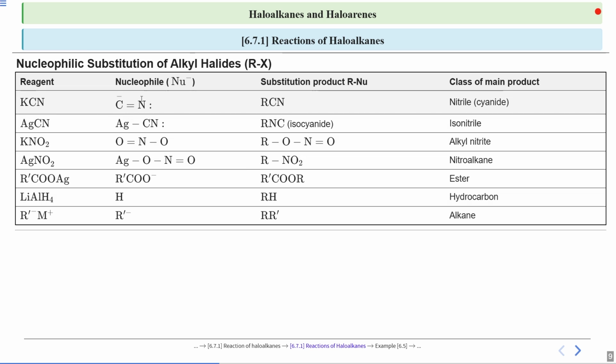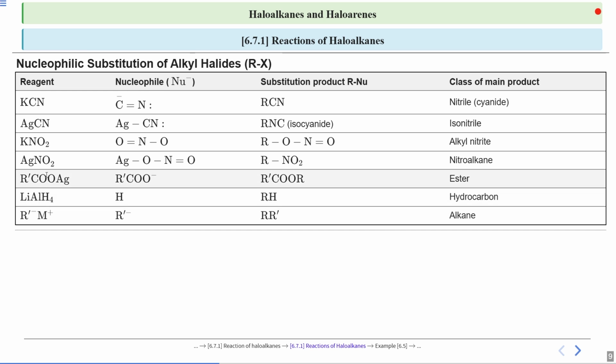Similarly, for silver cyanide, the substitution product you are going to get is RNC, that is isocyanide, or isonitrile will be the class. For potassium nitrite and silver nitrite, the substitution products you are going to get are RONO and RNO2 respectively, and the classes of main product will be alkyl nitrite and nitroalkane. When the nucleophile attaches through the nitrogen atom to the alkyl chain, then the class of main product will be nitroalkane. When the nucleophile attaches through the oxygen atom to the alkyl group, then the class is going to be alkyl nitrite.